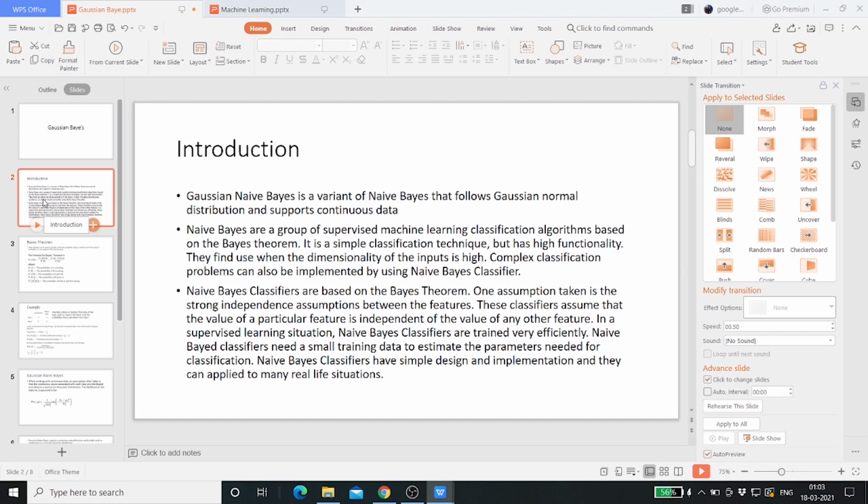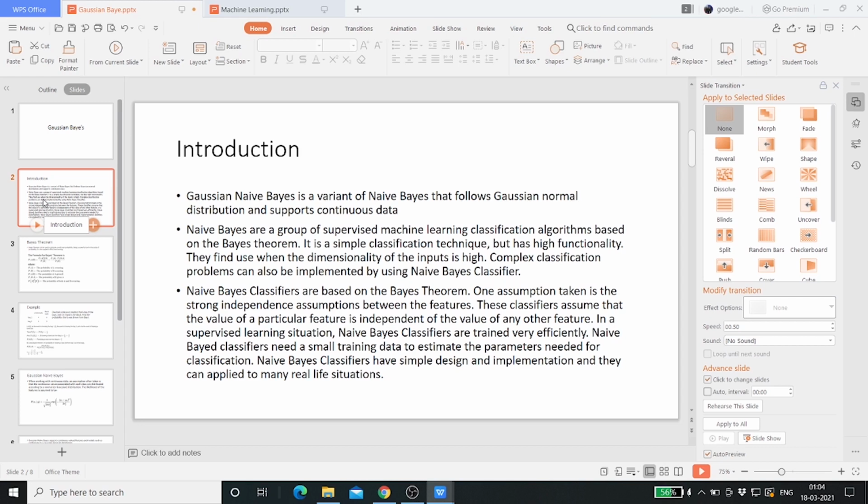Naive Bayes classifiers, as we spoke before, are based on Bayes theorem. One assumption we make is that every feature is independent of each other. These classifiers assume that the value of a particular feature is independent of the value of any other feature.